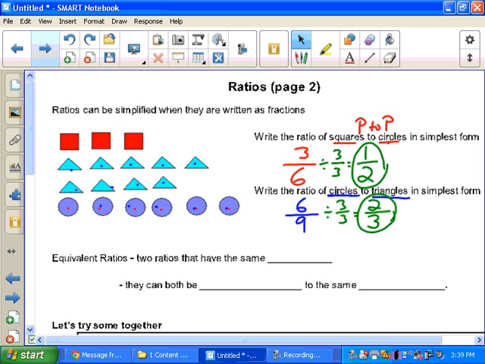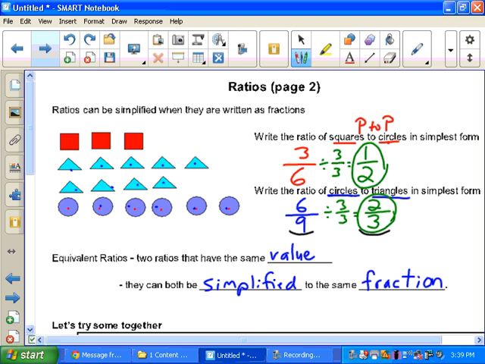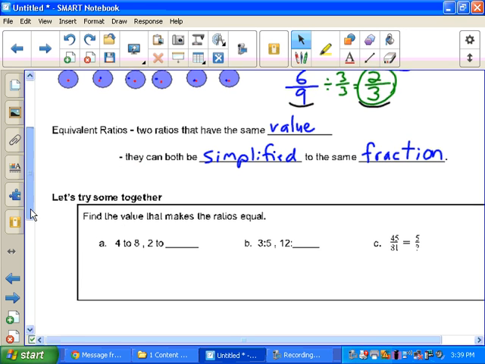These are what are called equivalent ratios. Equivalent ratios are two ratios that have the same value or same simplest form. They can both be simplified to the same fraction. So 6/9 is equivalent to 2/3. 3/6 is equivalent to 1/2. So let's try some together.